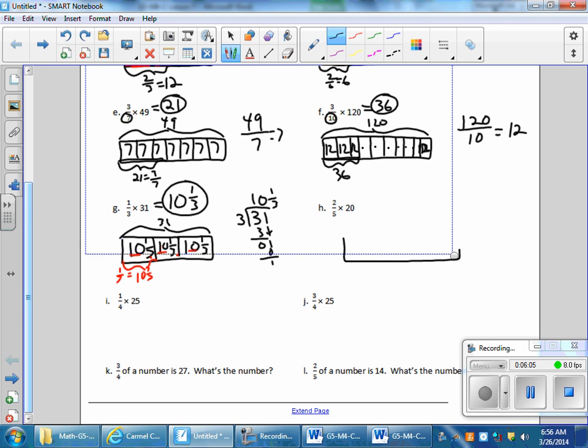2/5 of 20. Break my whole into 5 equal pieces. My whole is 20. 2/5 times 20 is the same as 2/5 of 20. 20 broken into 5 pieces would be 4 in each piece. 2/5 of that is 8. 2/5 of 20 is 8.